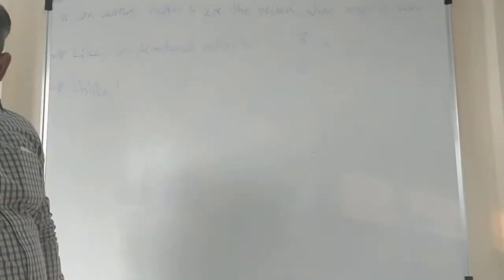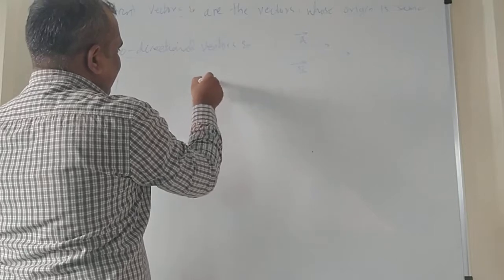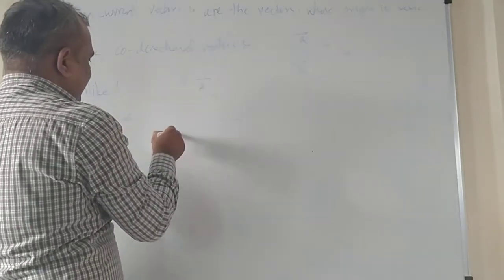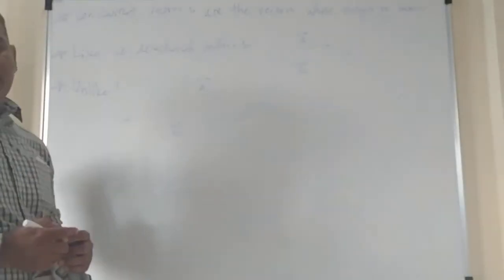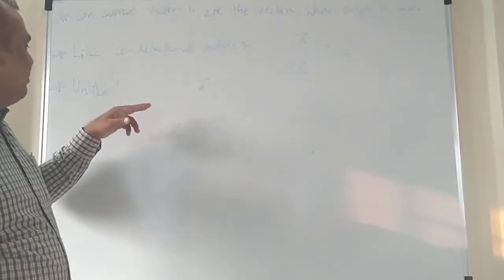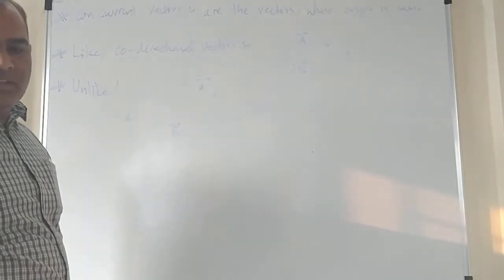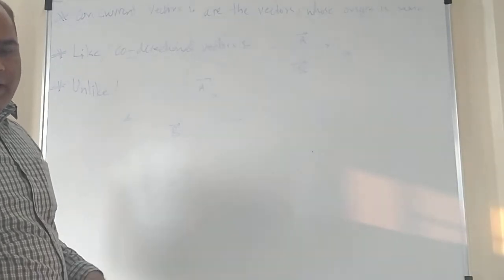Unlike vectors. Let's again consider two vectors A bar and B bar. Now I have just changed the direction of the two vectors. Then these two vectors are called unlike vectors. That means unlike vectors are the vectors whose magnitude is not the same and direction is opposite to each other, or direction is also not the same. This kind of vectors are called unlike vectors.